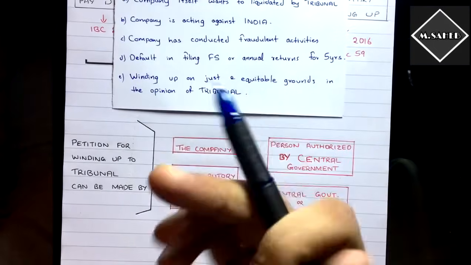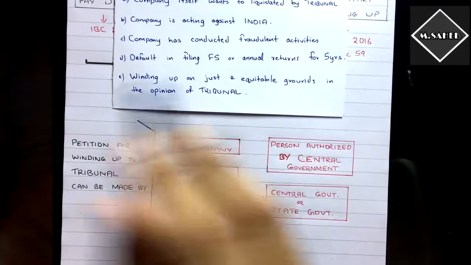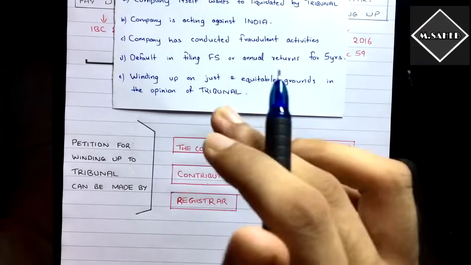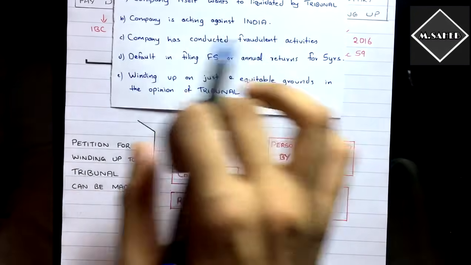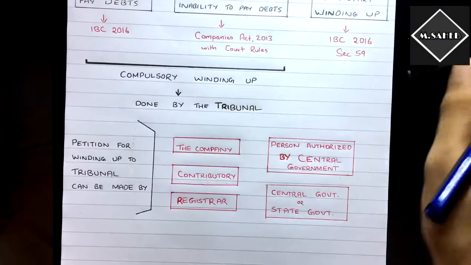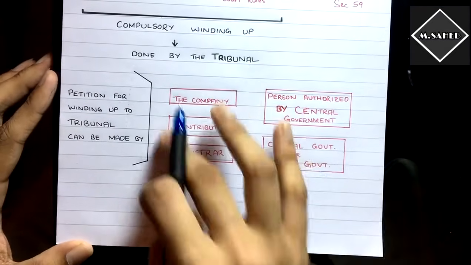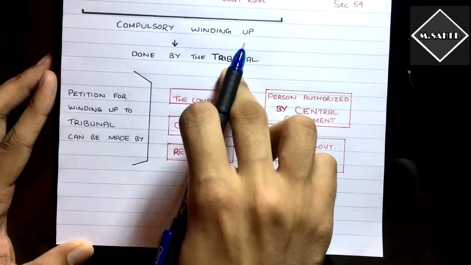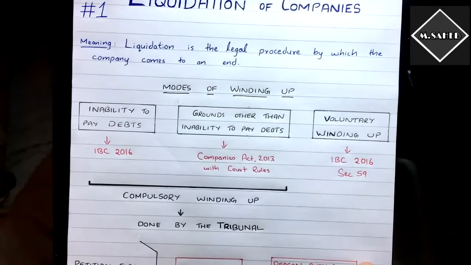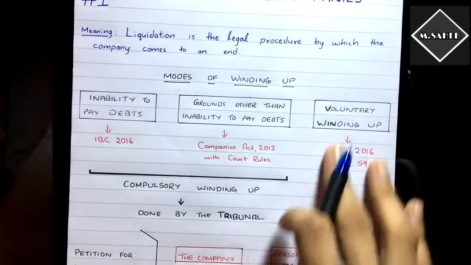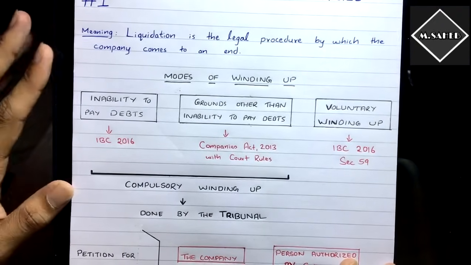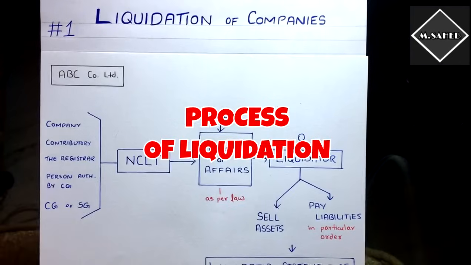And the 5th one is that the tribunal is of the opinion that a certain company should be wound up. So these are the 5 circumstances that can happen. And then these are the 5 authorities that can file the petition to the tribunal that the company should be liquidated. Fine. So now we have to understand the process of liquidation. Okay, so let's understand the process of liquidation. Now let's see the liquidation process.